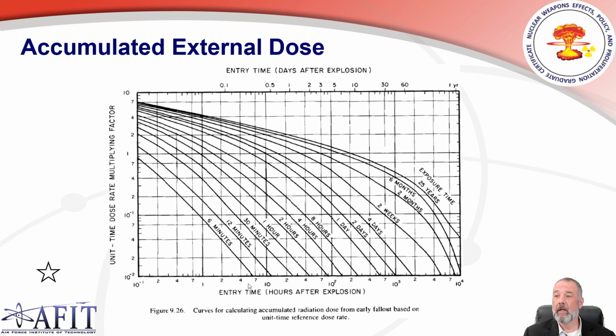So let's go back to here. The question in the book says, all right, I want to know if I went in at 6 hours and I stayed for 2 hours, what's going to be my accumulated dose? Well, let's look at entry time, time after explosion. Let's look at 6 hours, which is right about here. Then we're staying for 2 hours, so we're going to read right up to this curve here. And this is going to give us a dose rate multiplication factor of, make sure you remember this, 0.2.